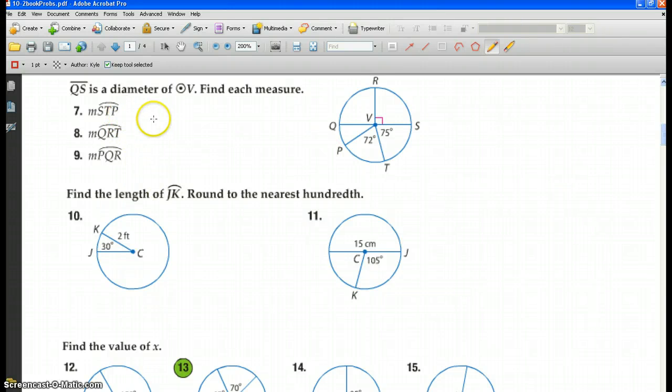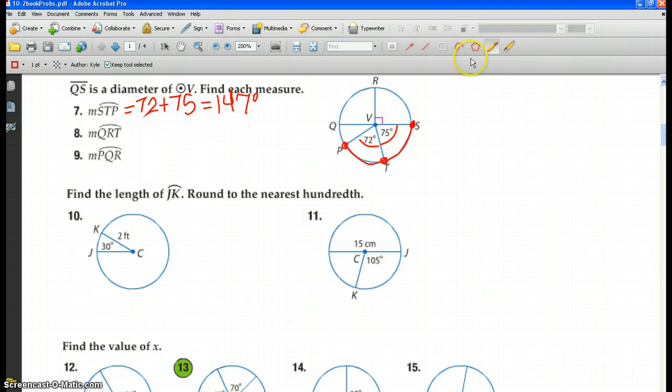In the next section, QS is the diameter of circle V. Find each measure. Number 7, STP. So starting at S, going through T, ending up at P. To find this measure, we would just add these two central angles together. So our answer is just going to be 72 plus 75, which is equal to 147 degrees.